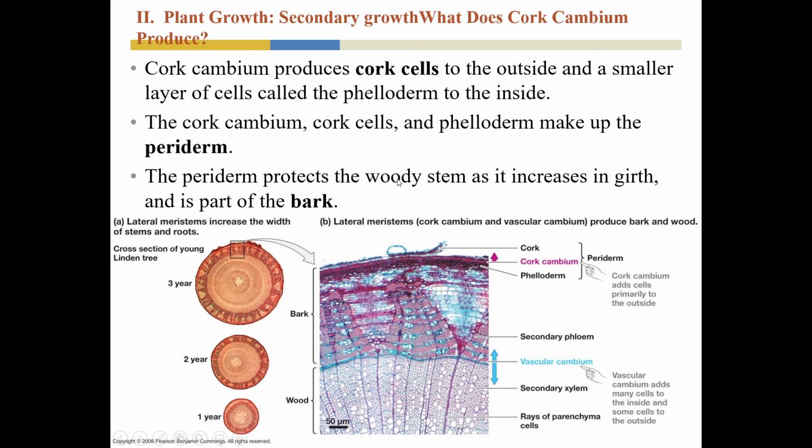The periderm protects the woody stem as it increases in girth and is part of the bark. So on the left-hand side of the diagram, you see all that's included in the bark. What's included in the bark? You have the cork cambium and the phelloderm, which together we also call periderm, and the secondary phloem. Wood consists of the vascular cambium and the secondary xylem.